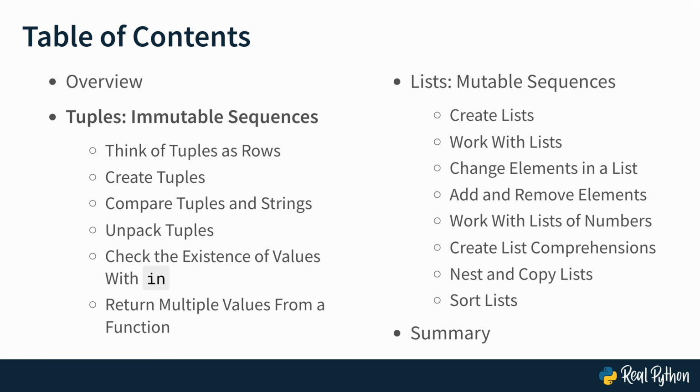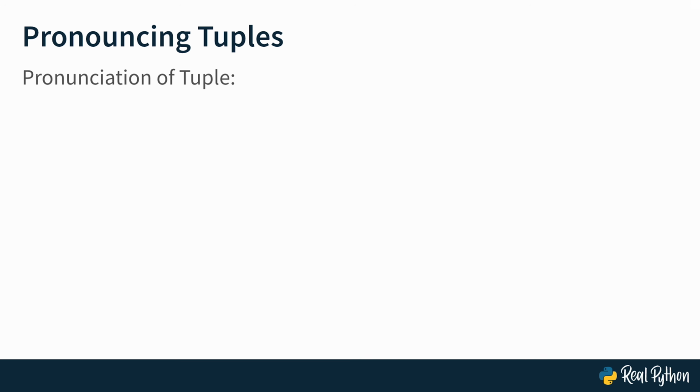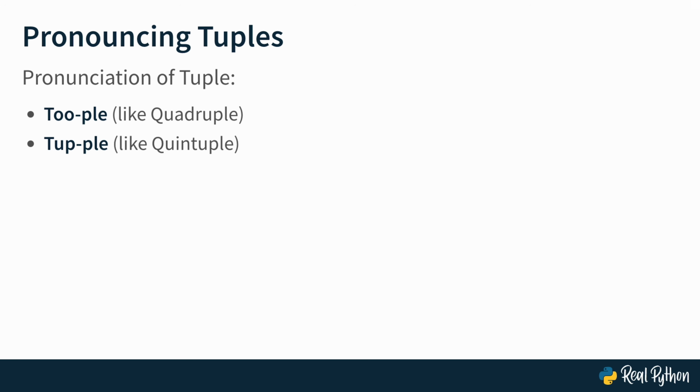And I want to start off this part of the course by helping you to find a way to think of tuples as rows. Let's start off by how do you even pronounce this word? There's actually two valid pronunciations of the word tuple. The first one is the one I just said, tuple. So you would pronounce it like in the word quadruple. And another one is tuple, like in the word quintuple.